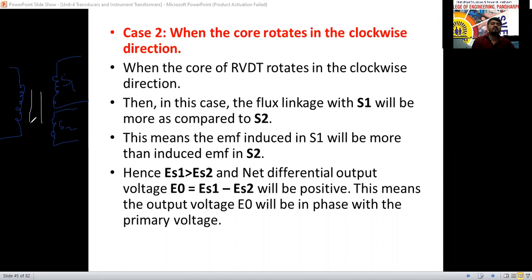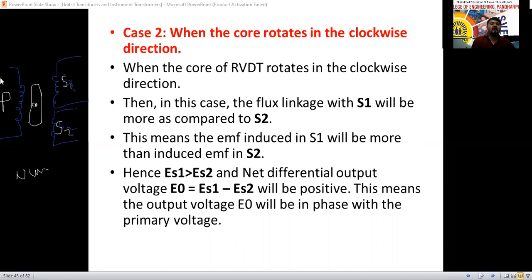I will take 90 degrees first. Initially it is at 90 degrees, so it is equally connected. The core is connected half in the middle, half to S1 and half to S2. You can think of it that way. This is the null position now. Is the diagram visible or not? Yes, sir.